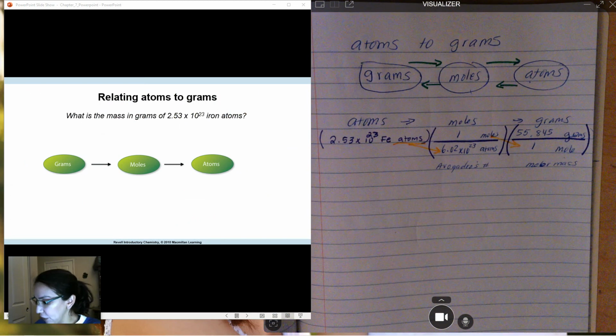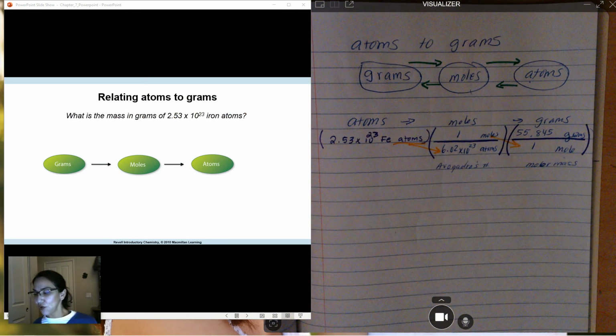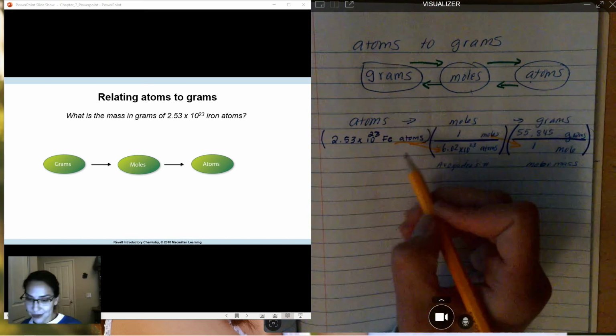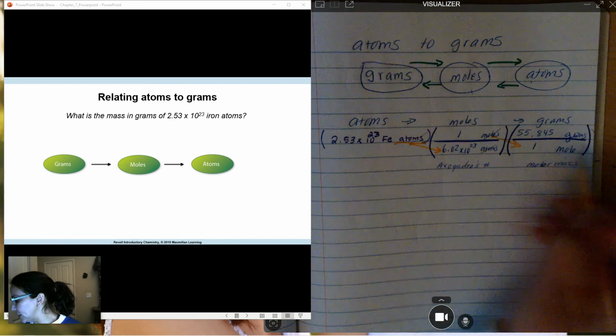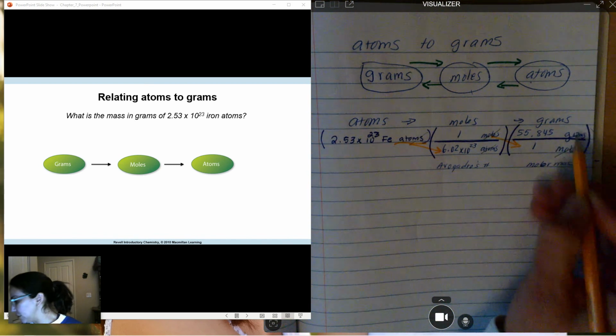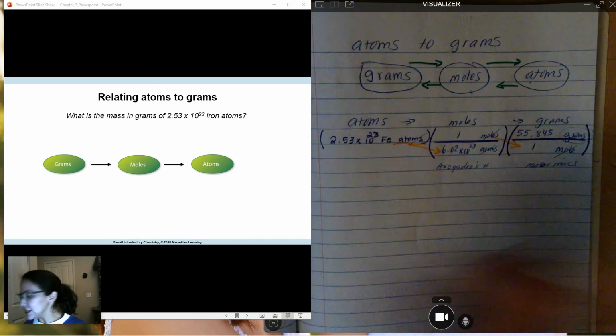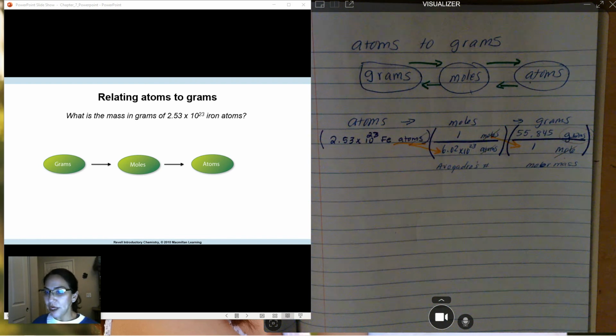Okay. Now, if we cancel out the units that don't belong anymore. Atoms cancels out with atoms. Moles cancels out with moles. They don't belong anymore. And we're left with grams, and that's what we want, right? How many grams are in this? Okay, so all of that is good and clear.